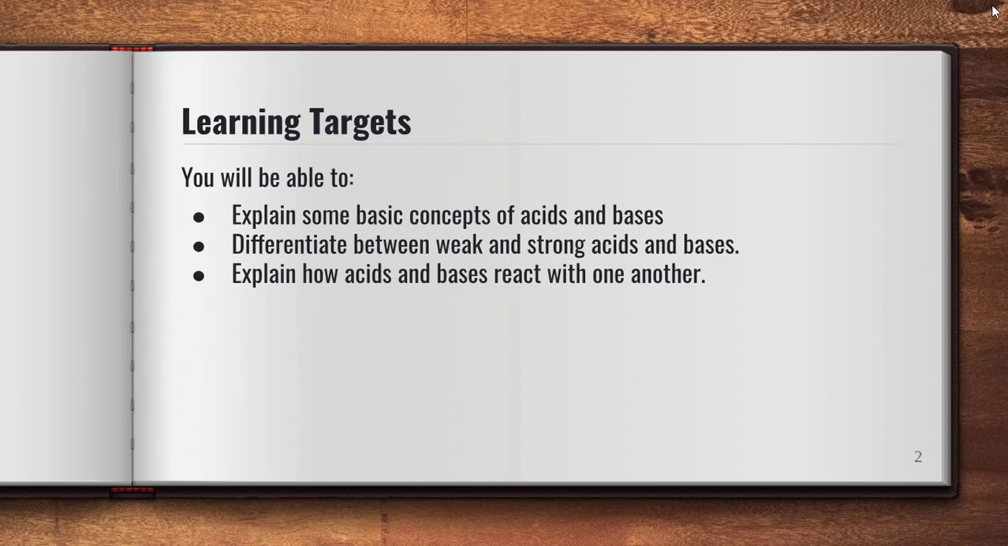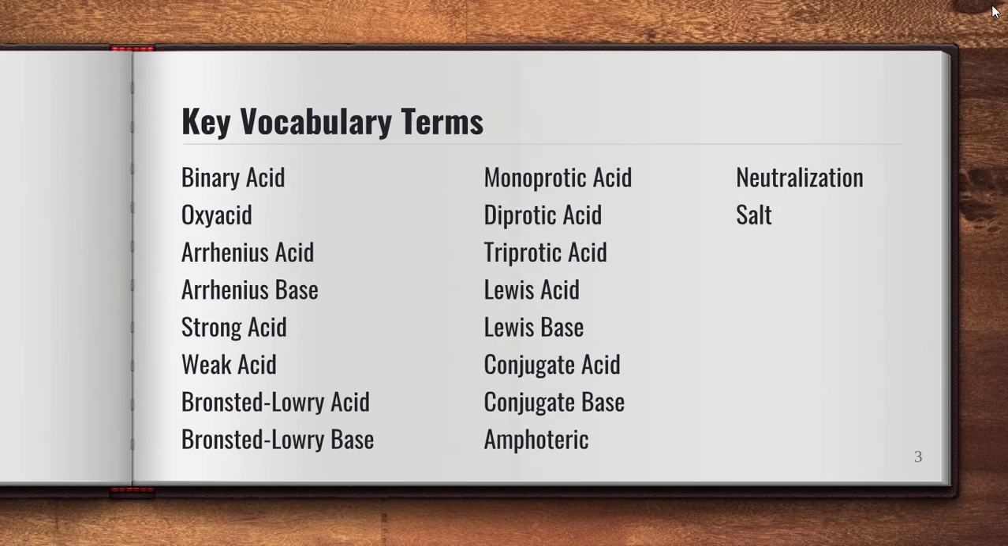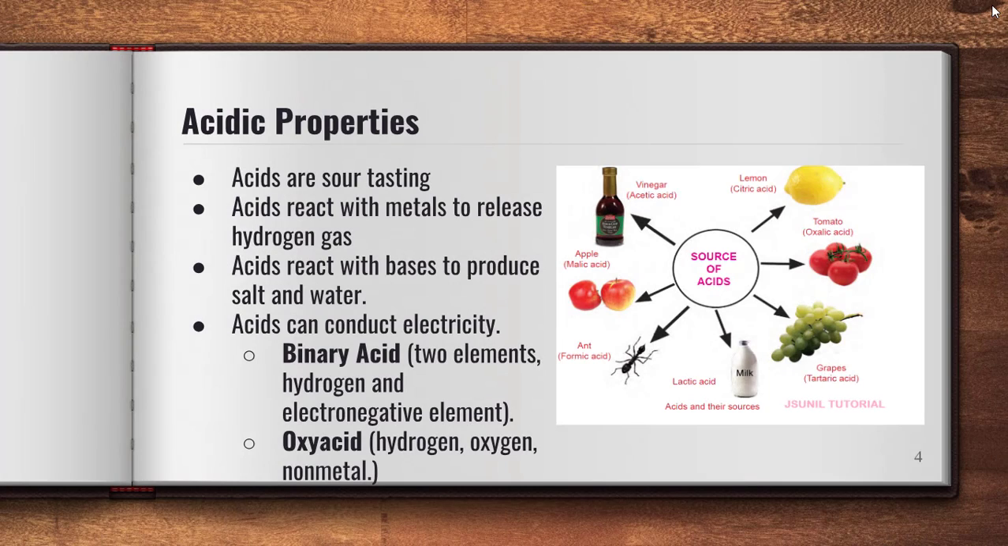react with each other. We have a ton of vocab terms for this video, including binary acid, oxyacid, Arrhenius acid, Arrhenius base, strong acid, weak acid, Bronsted-Lowry acid, Bronsted-Lowry base, monoprotic acid, diprotic acid, triprotic acid, Lewis acid, Lewis base, conjugate acid, conjugate base, amphoteric, neutralization, and salt. All right, I know you guys got all that down, so let's move on.